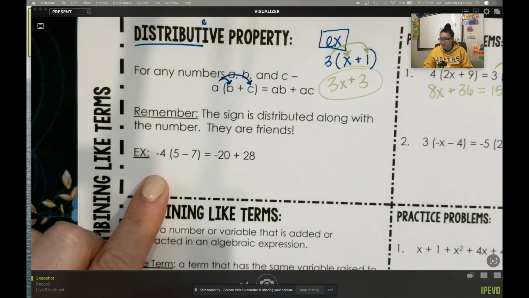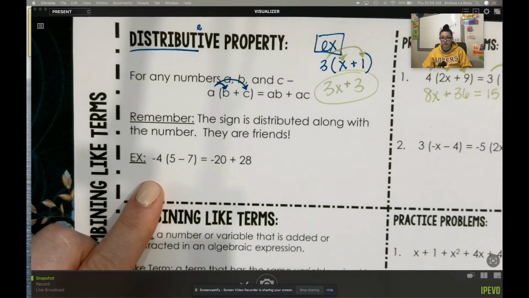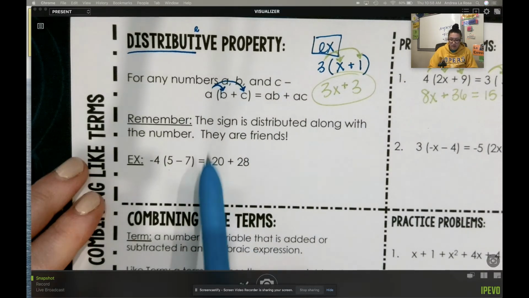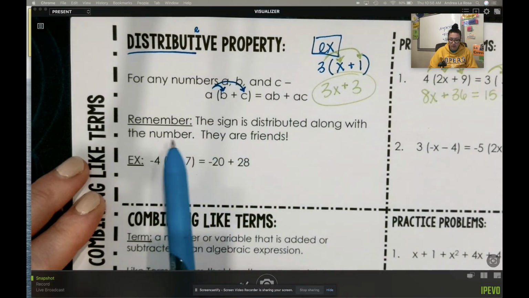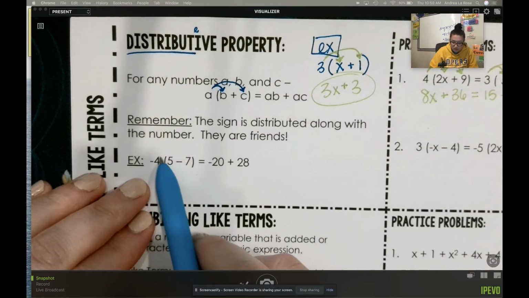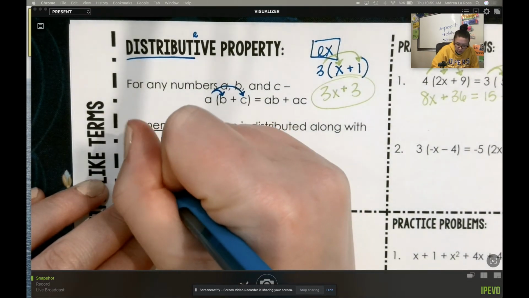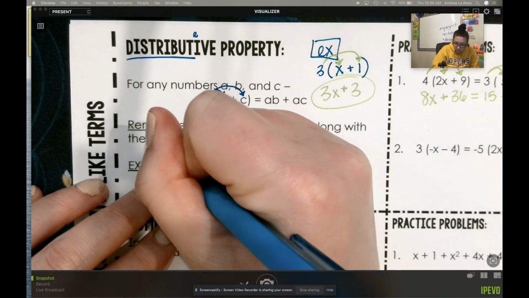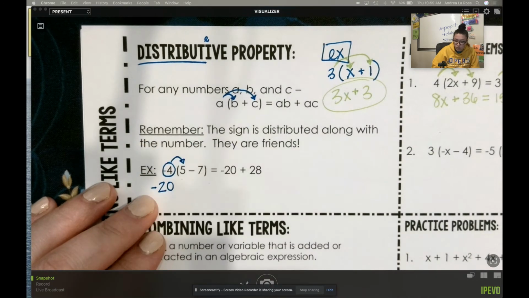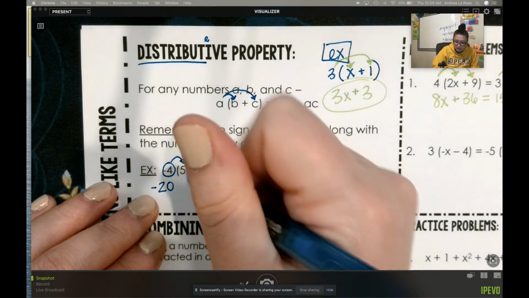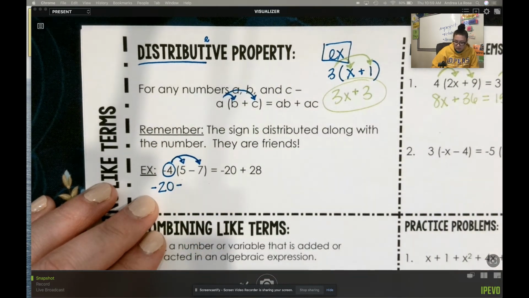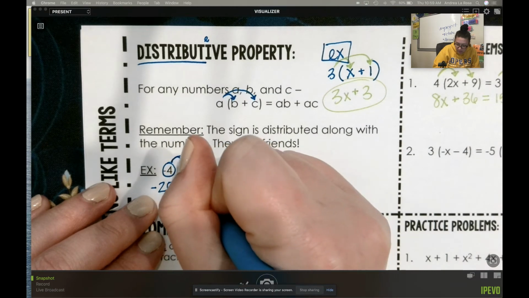This second example is a little trickier. They have negatives. A sign is distributed along with the number. They are friends, they got to stay together. So I have to distribute now this -4. So I have to take -4 times 5. That's going to give me a -20. I have to subtract a -4 times 7. So that's -28.